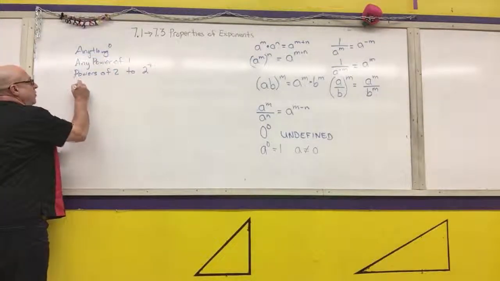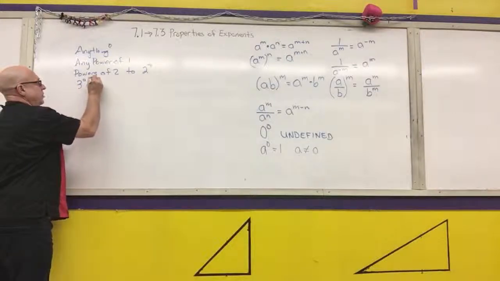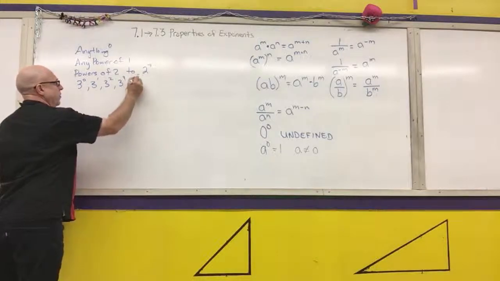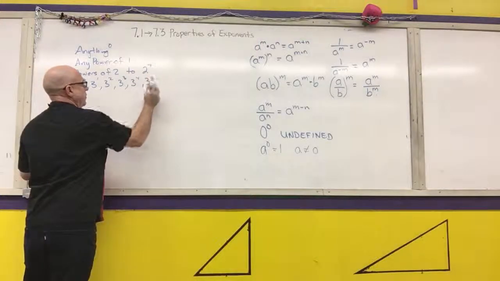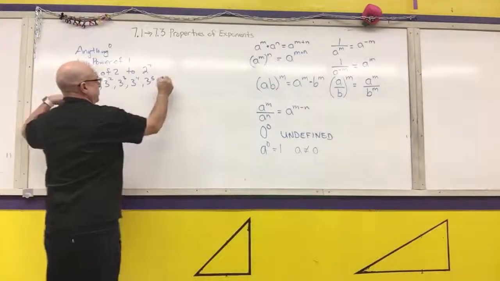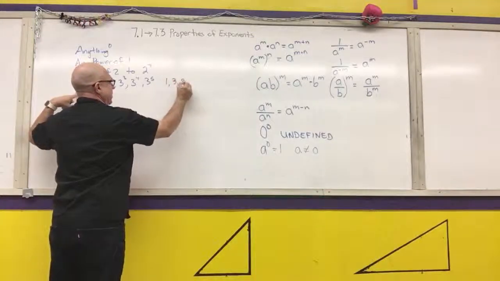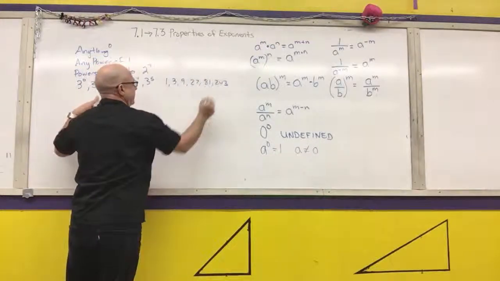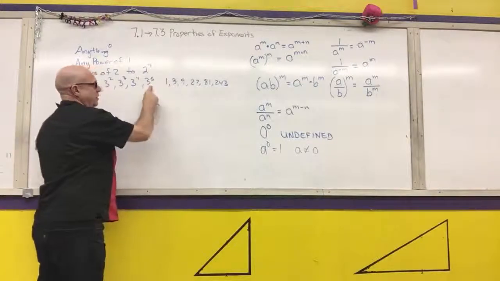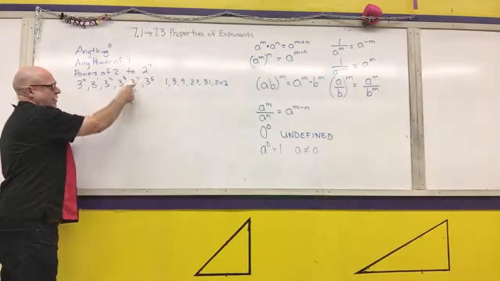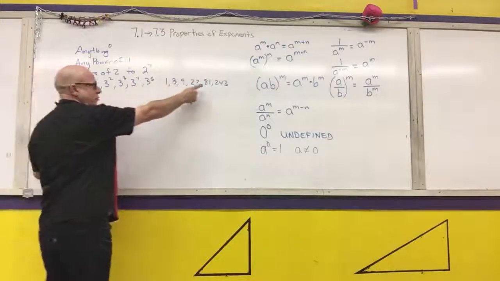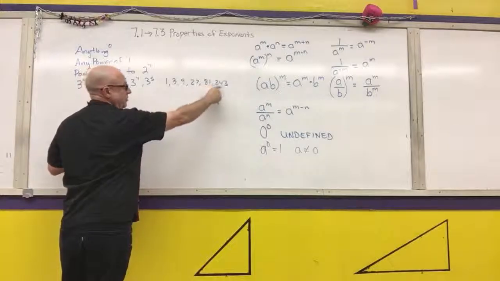I need you to know what 3 to the 0th, 3 to the 1st, 3 squared, 3 cubed, 3 to the 4th, and 3 to the 5th are. 3 to the 0th is 1, 3, then 9, 27, 81, and 243. If you do not know what 3 to the 5th is, think of 3 to the 4th as 3 squared squared. 3 squared is 9, 9 times 9 is 81. That's where I got that one. Then 81 times 3, 240 plus 3 is 243.